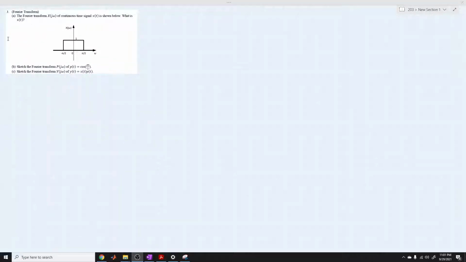All right, the practice final, question number 3. Part A, the Fourier transform X of j omega of the continuous time signal x of t is shown below. What is x of t?